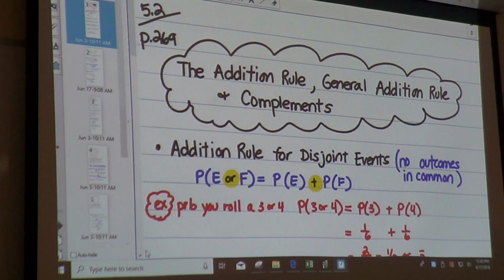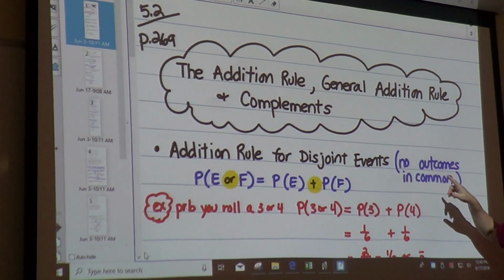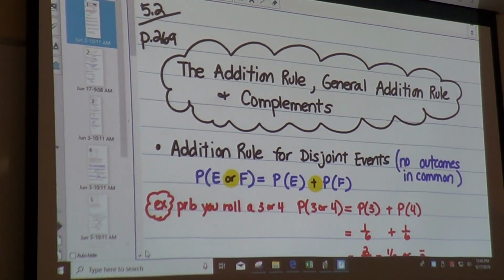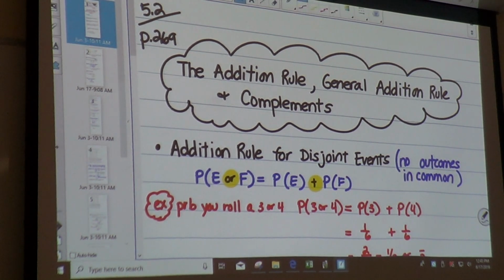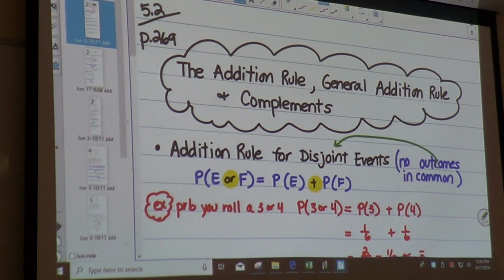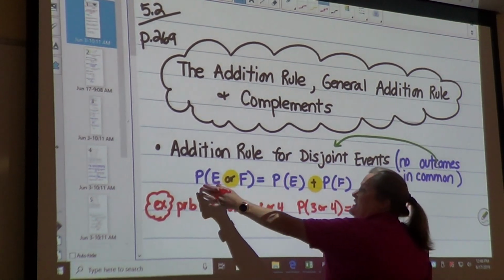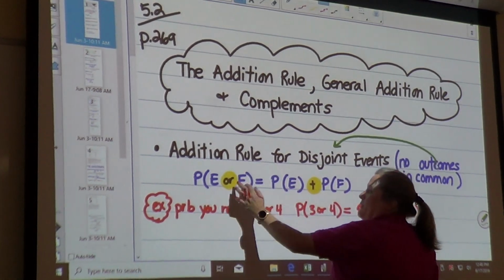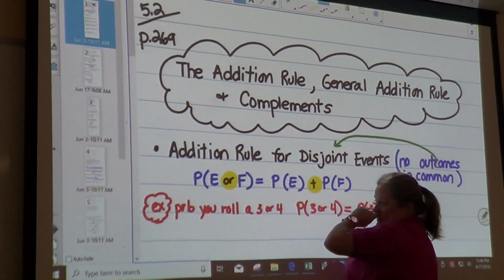The addition rule for disjoint events. Disjoint events mean they have nothing in common. No outcomes in common is a disjoint event. So the rule says the probability of E or F happening is the probability of E plus the probability of F. That is if it's disjoint, if they have nothing to do with each other.